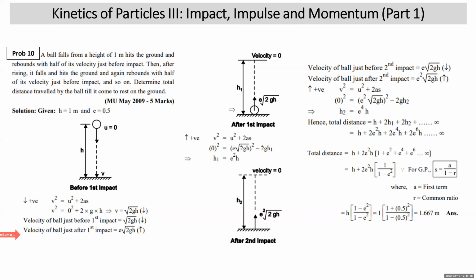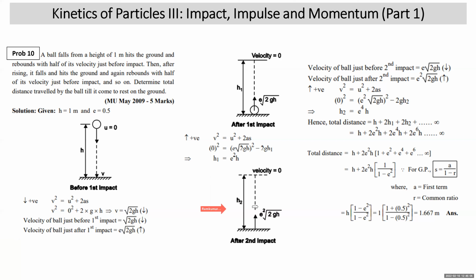We have drawn a diagram after first impact. The velocity of the ball is e times under root 2gh. How far will it go till velocity becomes 0, covering a distance h1 that we are assuming? So we'll calculate this. V square is equal to U square plus 2as to get the distance. 0 is e times under root 2gh whole square minus 2g h1. h1 comes out to e square h.